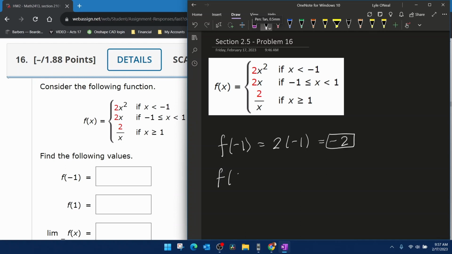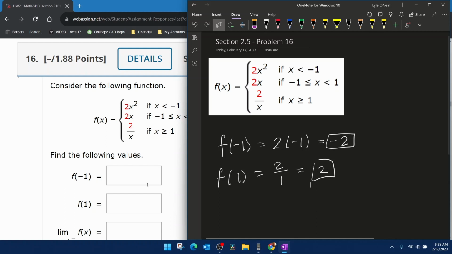Next, they want us to find f of 1. Again, going to the test zone, let's start here. Is 1 less than 1? No, that's false. And so moving to the bottom piece, we can say, is 1 greater than or equal to 1? Yes, that is true. So to calculate f of 1, we're going to replace x with 1 in the bottom piece, and that's going to give us a 2.